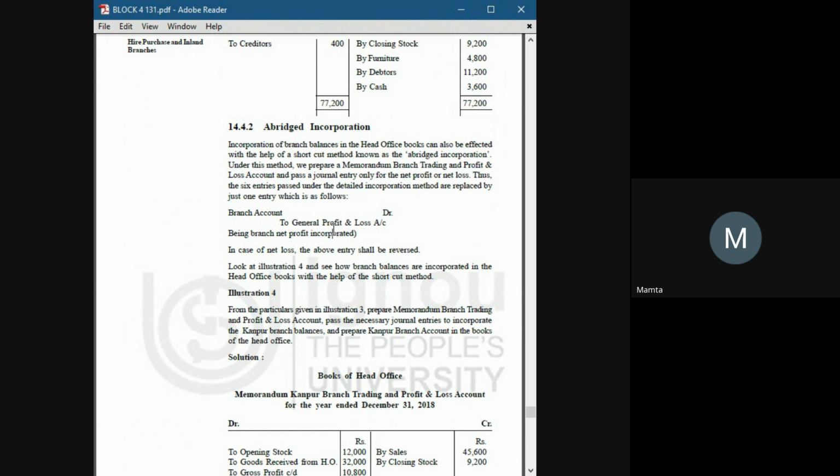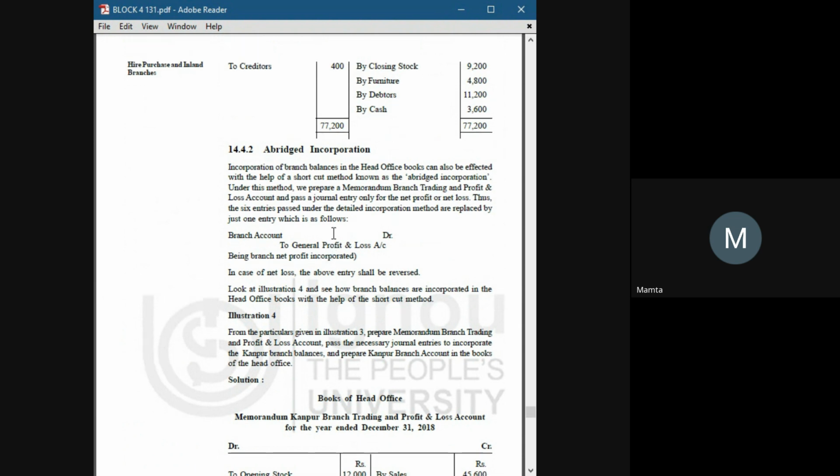Now, abridged incorporation. You have seen the detailed incorporation. Now, we will incorporate the branch into the head office with the help of abridged incorporation method. Abridged means brief, means we will just pass the direct entry. We will not pass the entries of debit side of trading account, credit side of P&L account, and so on, we just pass the direct entry of net profit and net loss.